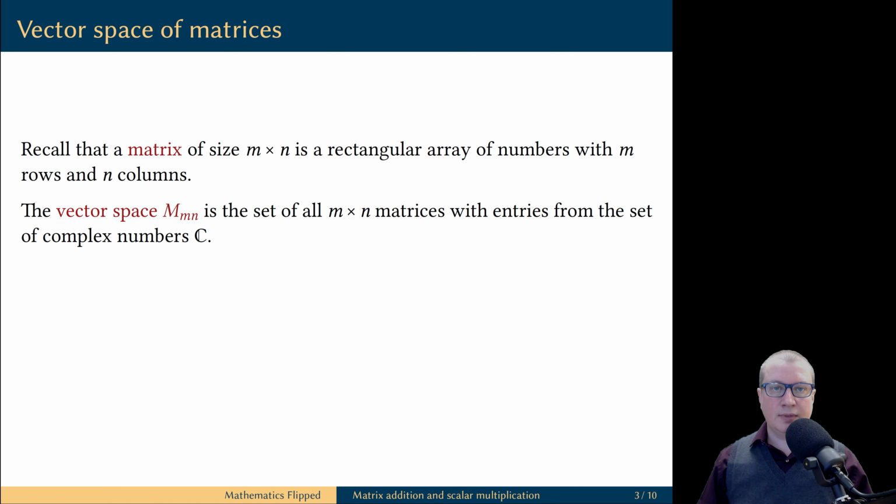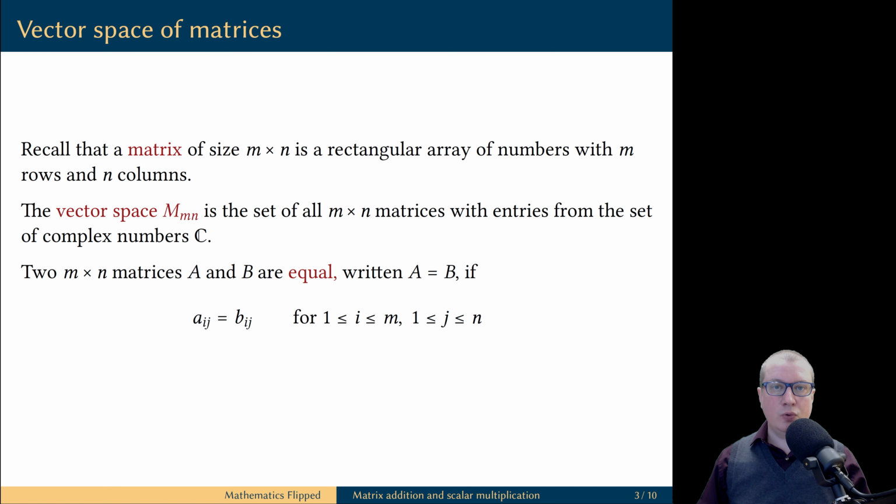Let's get started. Let's recall that a matrix of size m by n is a rectangular array of numbers with m rows and n columns. The first number in the size of the matrix is the number of rows, and the second number is the number of columns. The vector space M sub m n is the set of all possible matrices of the fixed size m by n with entries from the set of complex numbers.